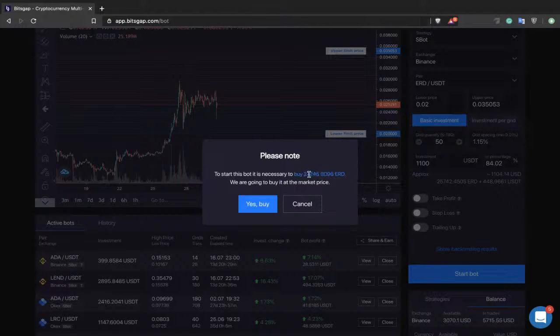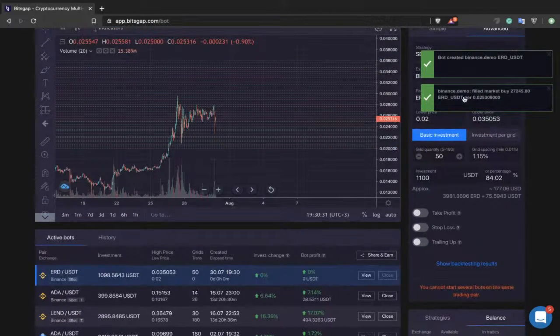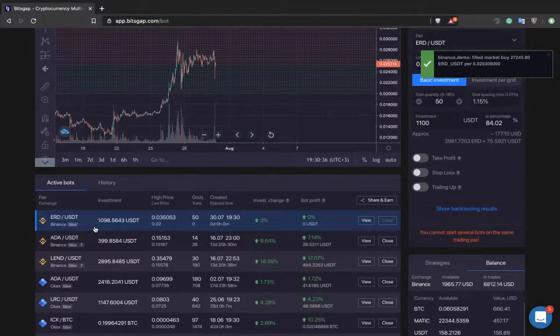Notice that it already includes some amount which will be paid as a fee. So even though it displays 25,000, in reality it is more, because the exchange charges a fee for each trade that you initiate. So we have this fee priced in, and that is why you must have a little bit more. So that's the 27,000. You click on yes, buy, and now you see that the system will fill the market buy order, and your trade is now on.